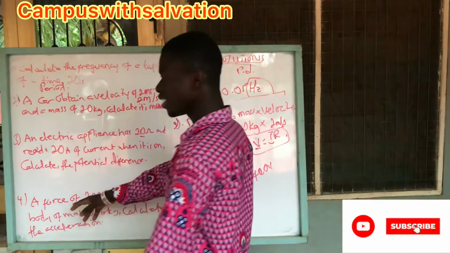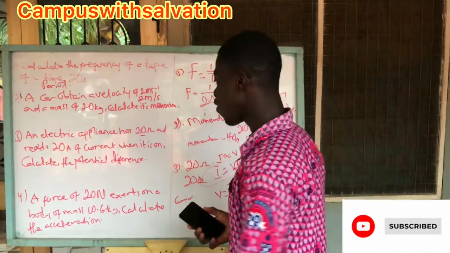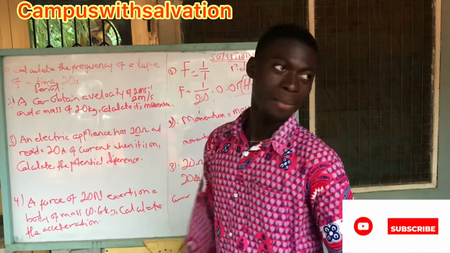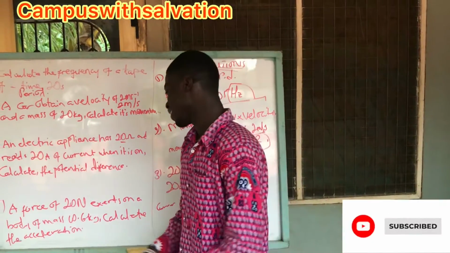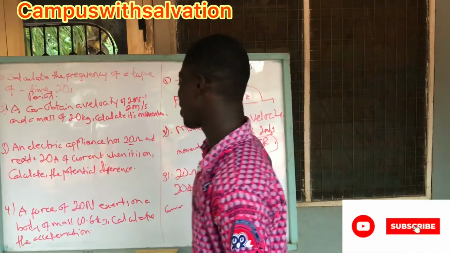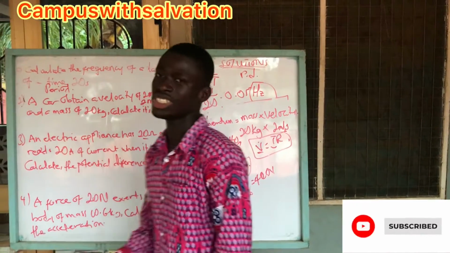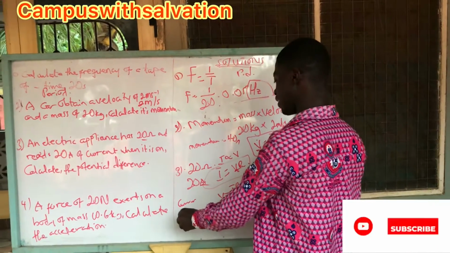This is question 4. A force of 20 newtons. Force is measured in newtons. Hope you all get me right. Exerted on a body of mass 10.6 kilograms. Calculate the acceleration. This question is very simple, I'm not going to waste time on it.